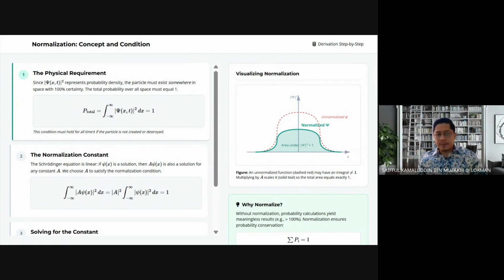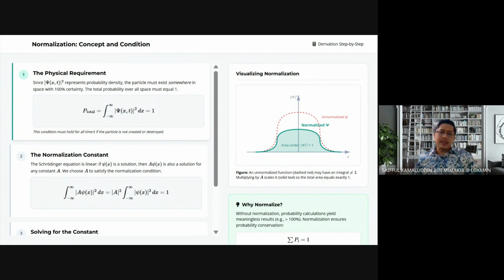If psi squared represents probability density, then the total probability of finding the particle somewhere must equal 1. Probability is either 1 or 0, right? 1 is exist, 0 is non-existence. So the total probability of finding the particle somewhere must equal 1. This is certainty. So this is the normalization concept. We must total up all the probability and make it equal to 1.